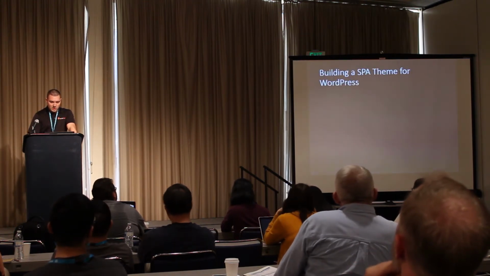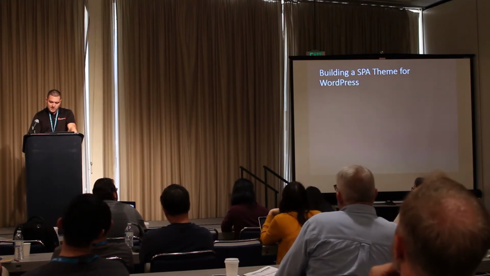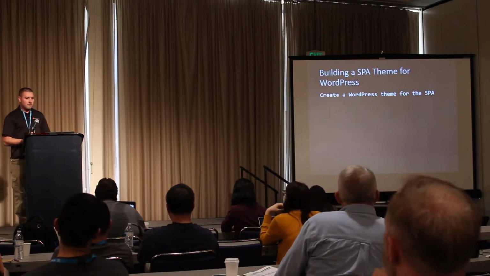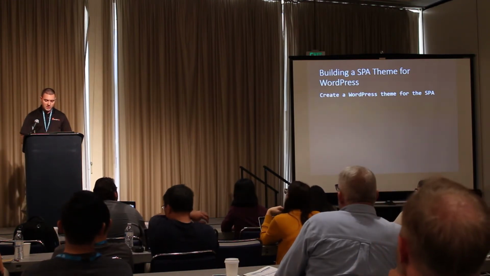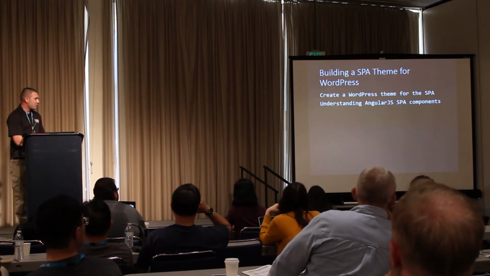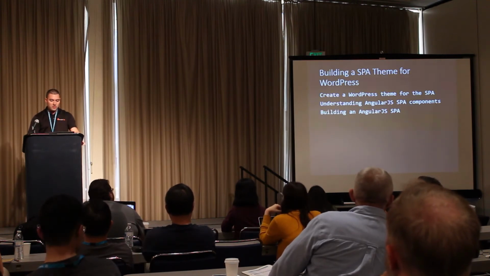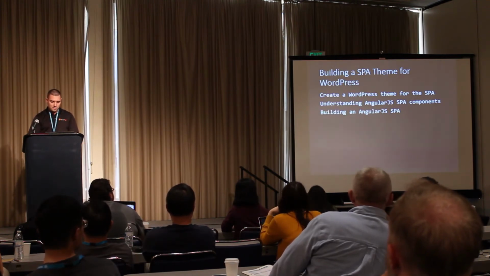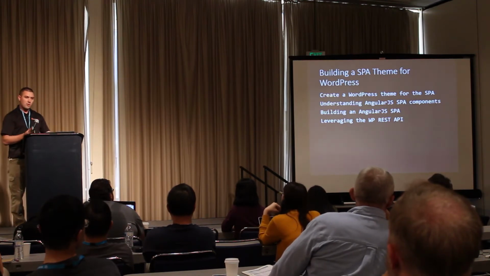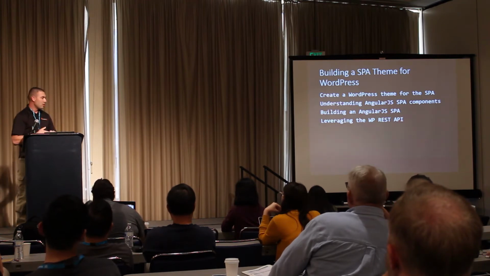So let's jump into the meat of the topic, building a single page application theme for WordPress. I'm going to start by creating a WordPress theme that will host our single page application. Then we're going to go over the AngularJS single page application components. Then we're going to build the AngularJS single page application. The final part will be leveraging the WordPress REST API with our single page application to get WordPress pages and posts. I'll show you those two specifically.